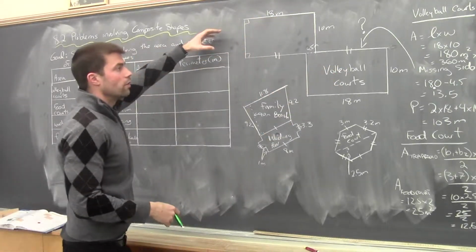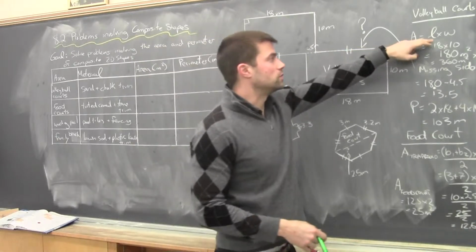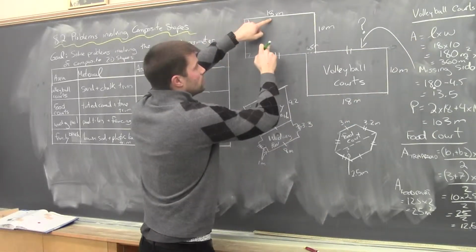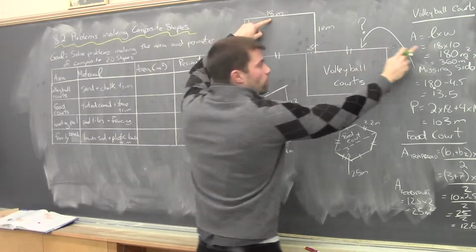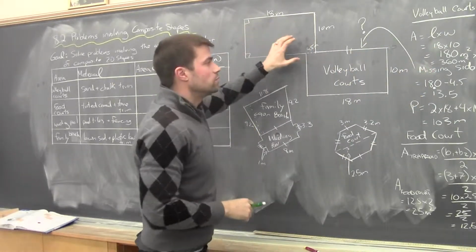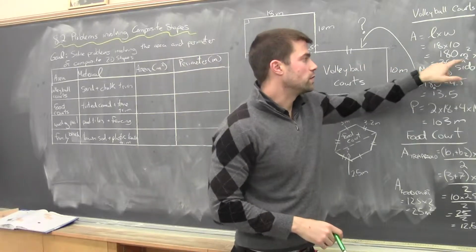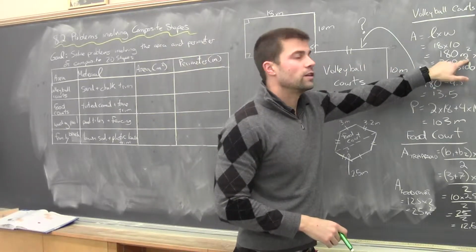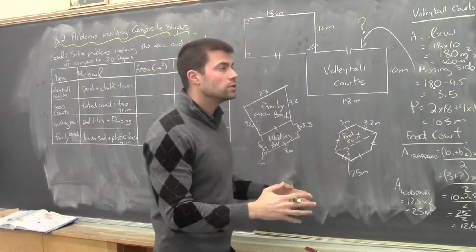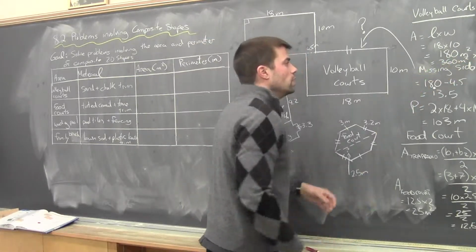We know the area formula for a rectangle is just length times width. We know its length is 18 and width is 10. We multiply them together, so we have the area of one of the volleyball courts. Because there's 2, we multiply that by 2. That gives us 360, and again, the units are meters squared. Don't forget that. Perimeter is just meters, area is meters squared.